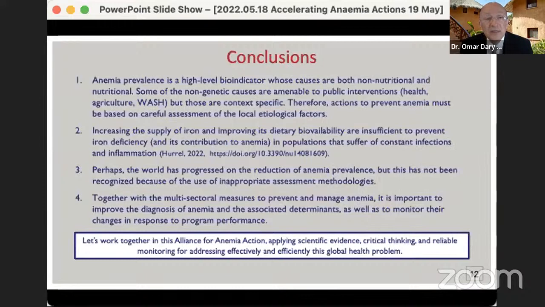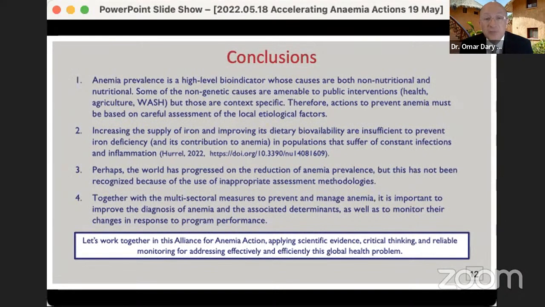The last slide. In conclusion, anemia prevalence is a high-level bioindicator whose causes are both non-nutritional and nutritional. Some of the non-genetic causes are amenable to public interventions, but those are context-specific. Therefore, actions to prevent anemia must be based on careful assessment of the local etiological factors. Increasing the supply of iron and improving its dietary bioavailability are insufficient to prevent iron deficiency and its contribution to anemia in populations that suffer from constant infections and inflammation.